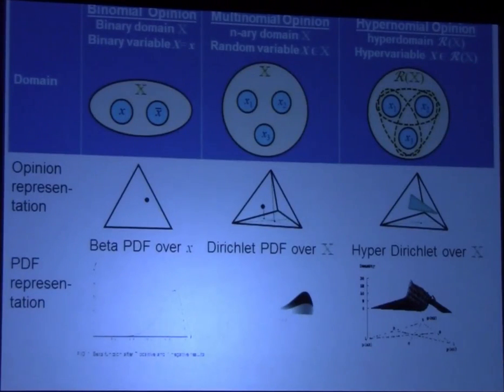So here are the three possibilities, not just binary, and then a larger domain, and also the reduced power set of the domain. And underneath we see a triangle, and we see a tetrahedron, or a pyramid, and a dot inside the pyramids and the tetrahedrons. And at the bottom you see, not very visible, but it's a beta probability density function, and then it's a Dirichlet in the middle probability density function, and the one on the bottom right is a hyper Dirichlet probability density function.